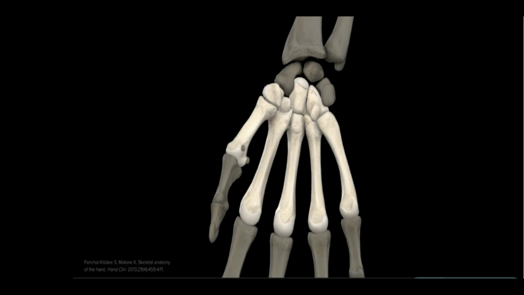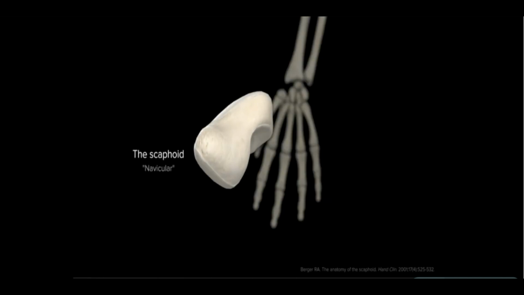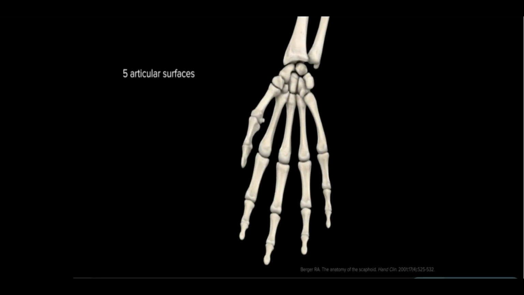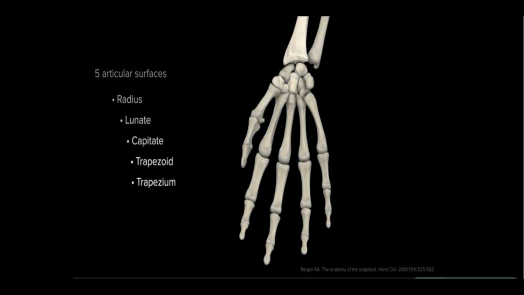Focusing on the scaphoid, it historically has been referred to as the navicular because it is said to resemble a boat, though it more likely resembles a twisted peanut. As shown here from an anterior or volar view, we can identify the tubercle of the scaphoid. The scaphoid has 5 articular surfaces, each for the radius, the lunate, the capitate, the trapezoid, and the trapezium.